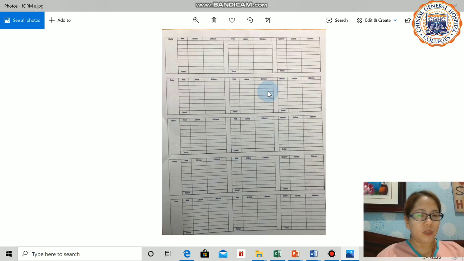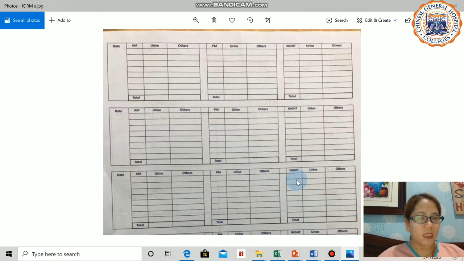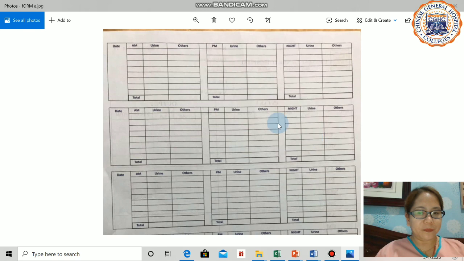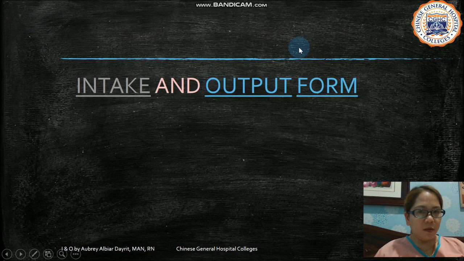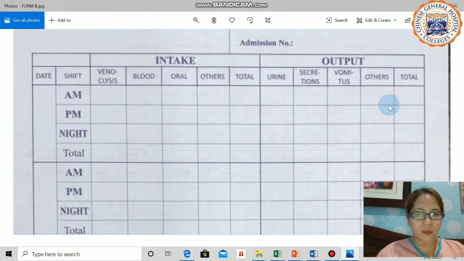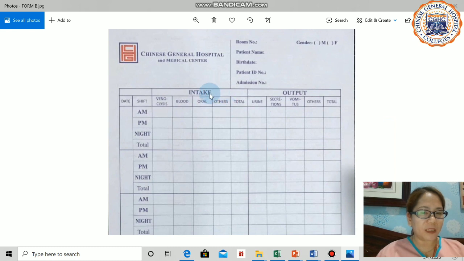So, ito yung form ng Chinese General Hospital. Actually, ito yung hourly. Ibig sabihin, kapag yung order ng doctor is to get the urine output per hour, ito na yung lalagyan mo ng date, then for urine and others. Tapos may total siya for AM shift. So, kung hourly, 8 hours lahat yan. AM, PM, and night. So, para doon sa date, specific date na yon. Eto naman, yan yung form ng Chinese General Hospital ng intake and output.